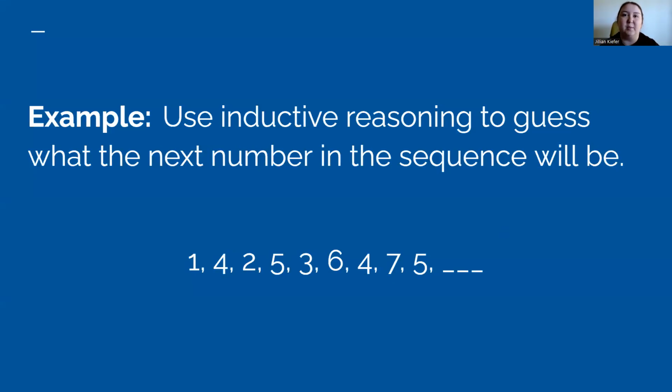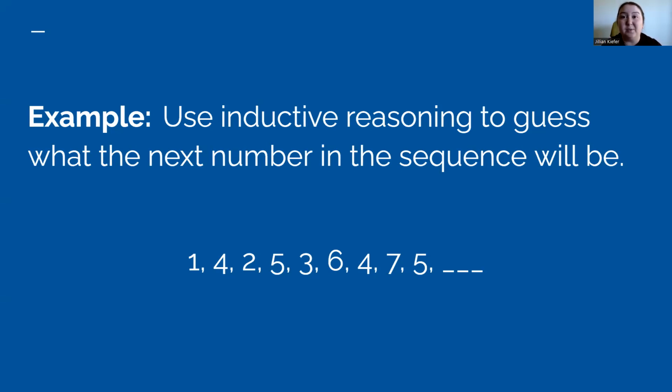So we'll do an example together. We'll just talk this one out. We're going to use inductive reasoning to guess what the next number in the sequence will be. So we can look at our sequence. We have 1, 4, 2, 5, 3, 6, 4, 7, and 5. You may guess very quickly what that next number is going to be. You may already know. Just as a side note, those 3 underlines are just one spot. We're not guessing 3 additional values. It just separated a little bit when I typed that out. So we have 1, 4, 2, 5, 3, 6, 4, 7, 5. And then we want to guess the next number.